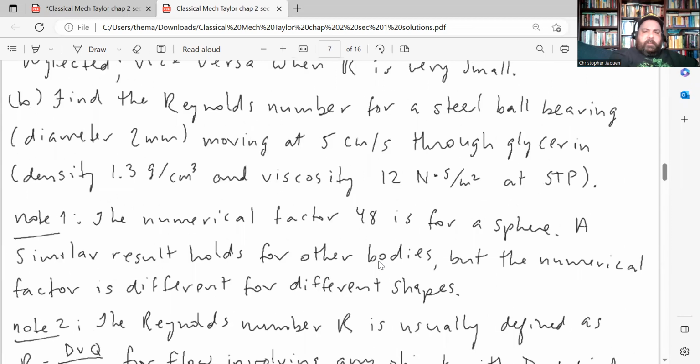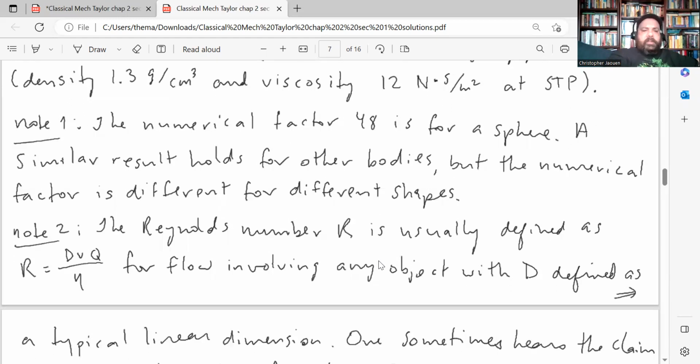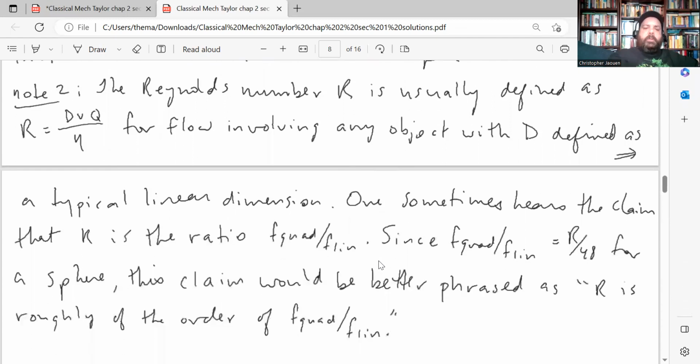And actually, do I need this note for part A? Let me read out the notes. So the note says the numerical factor 48 is for a sphere. A similar result holds for other bodies, but the numerical factor is different for different shapes. So here we're just focusing on a sphere. Note 2 says the Reynolds number R is usually defined as dvρ over η for flow involving any object, with d defined as a typical linear dimension. One sometimes hears the claim that R is the ratio of the quadratic drag over the linear drag. Since that ratio equals R over 48 for a sphere, this claim would be better phrased as R is roughly the order of the ratio of the quadratic drag over the linear drag.